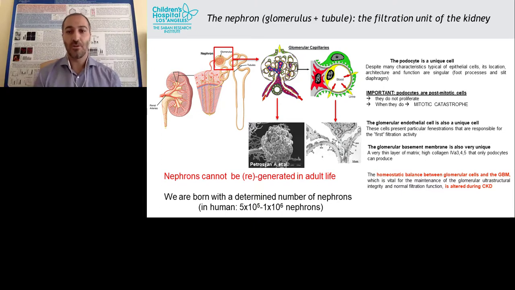Glomerular endothelial cells are unique as well because they have fenestrations and they are responsible for the first filtration activity, as the ultrafiltrate from the capillary first has to leave the endothelium, then the basement membrane, then go through the podocyte. And lastly, the glomerular basement membrane is unique. I want to highlight this because this matrix is important and plays an important function in the filtration. It's composed of collagen type 4, this special collagen that is produced only by the podocyte, and mutations in this collagen or any other component of the matrix can lead to disease, and I'll talk more about this later.